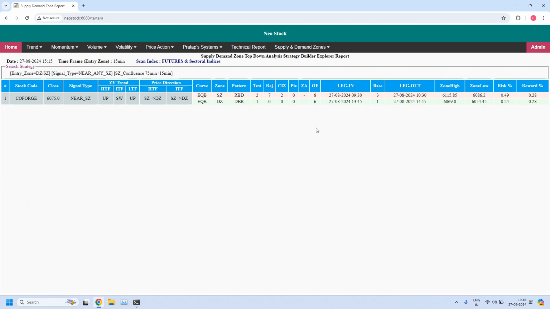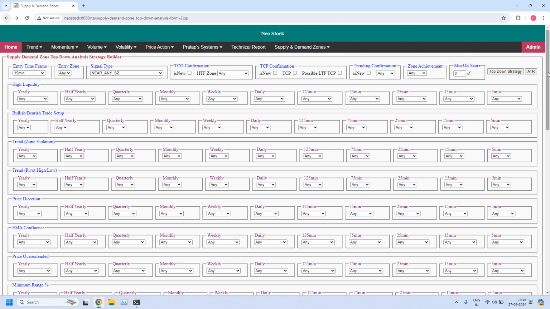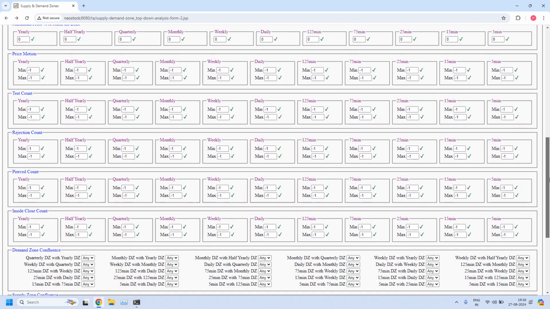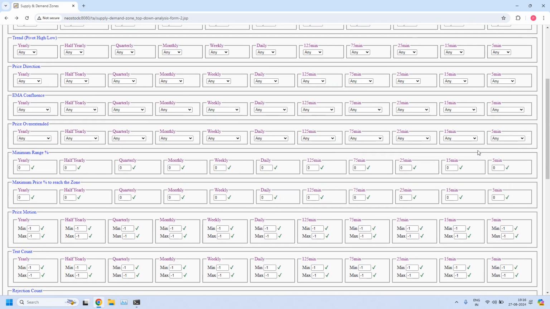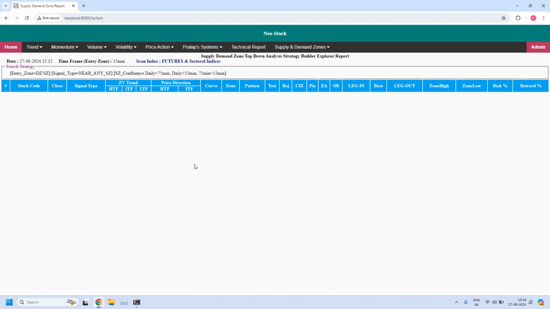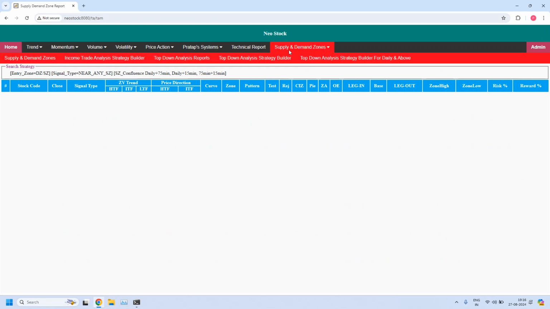But if you can fine tune to 5 minutes, you may get RR, but need to verify. But before that, is it having even HTF confluence? Let's verify supply zone confluence. That is 15 minute supply zone with daily supply zone is enabled. 75 and daily supply zone also enabled. Let's filter. No, that is having only ITF confluence. There is no HTF confluence.